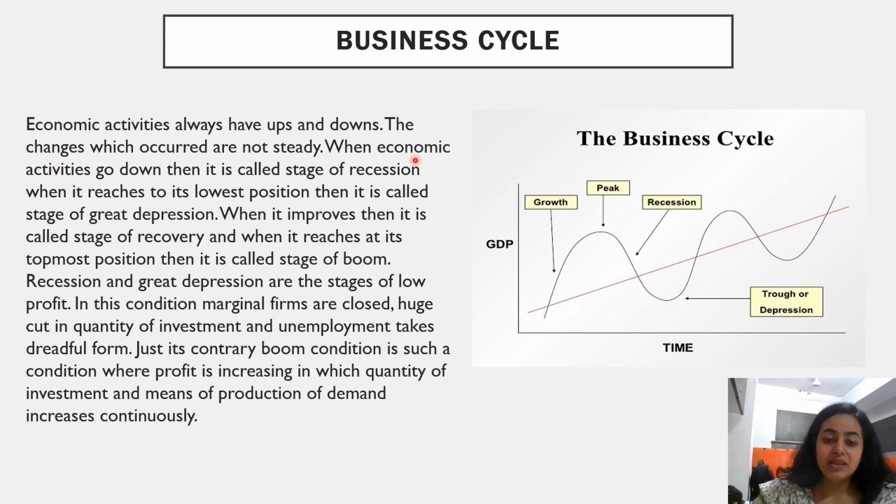So when the economic activities go down, then it is recession, and when it reaches its lowest point, it is called depression. When it improves, then it is called a stage of recovery. So suppose we are moving from here upwards, it is called a stage of recovery. And when it reaches its topmost peak, it is called a period of boom. So these are different stages in the business cycle, and the economy continuously adjusts according to them.